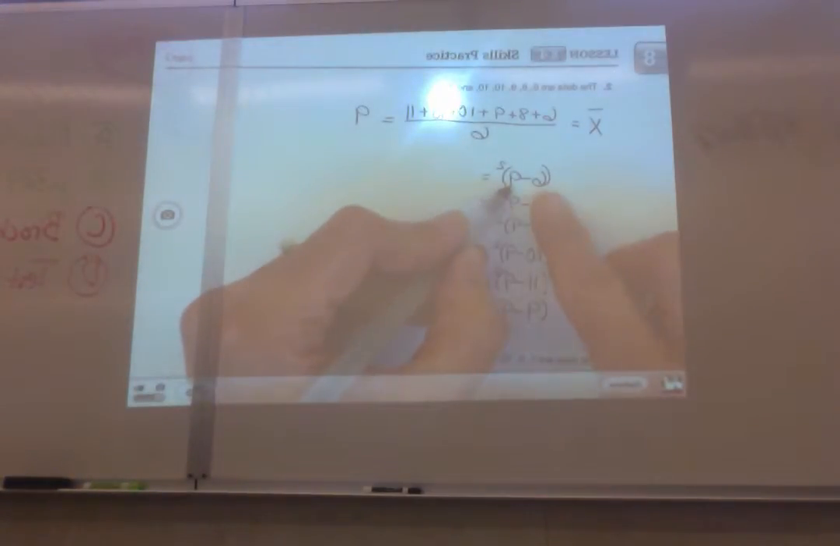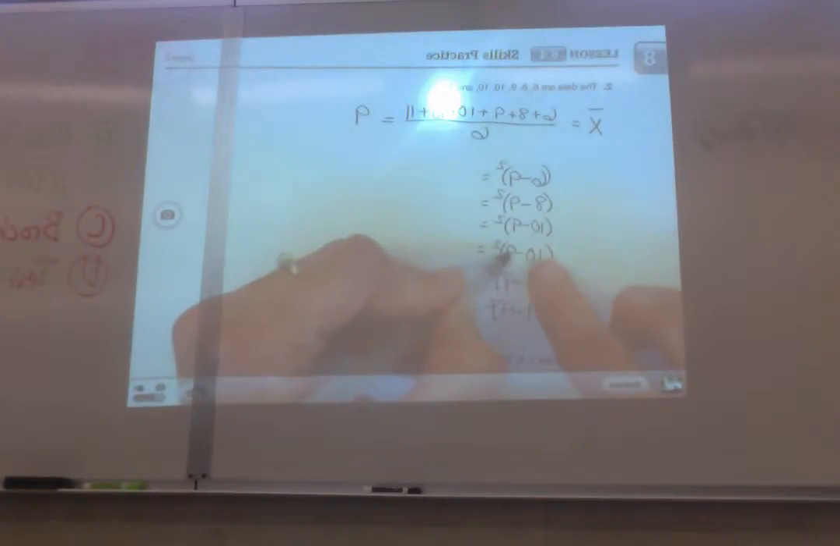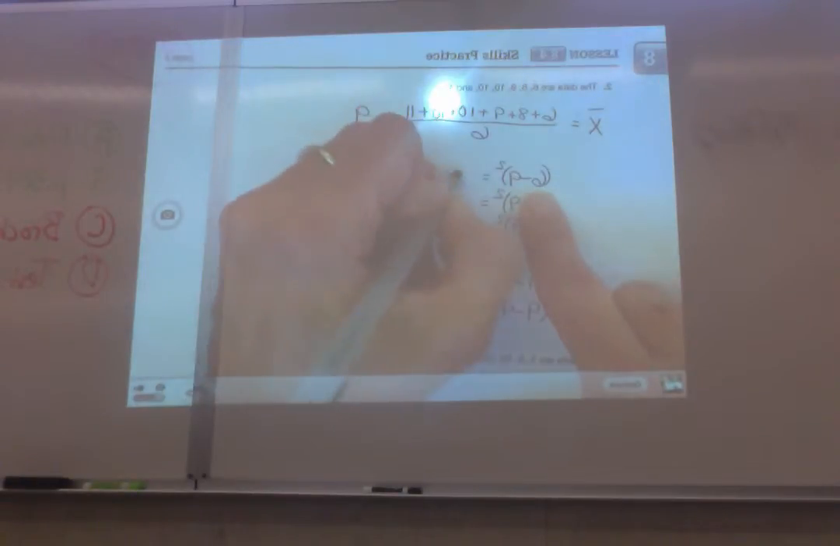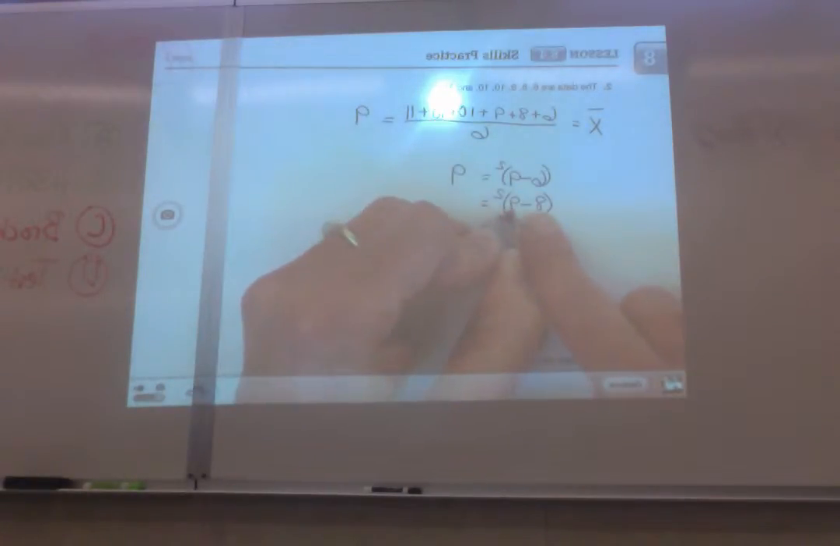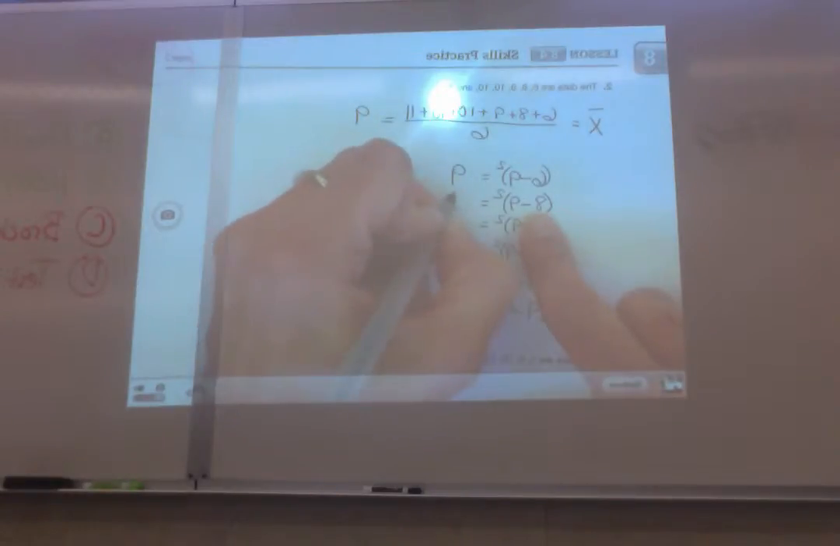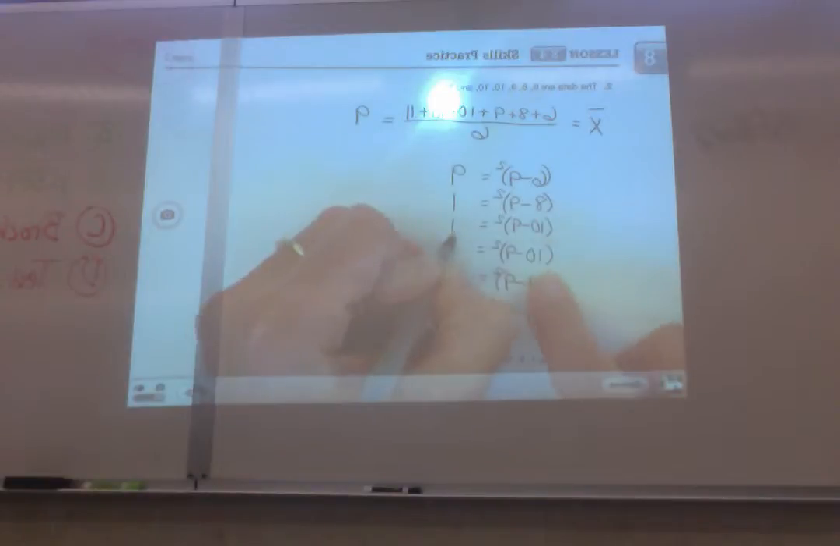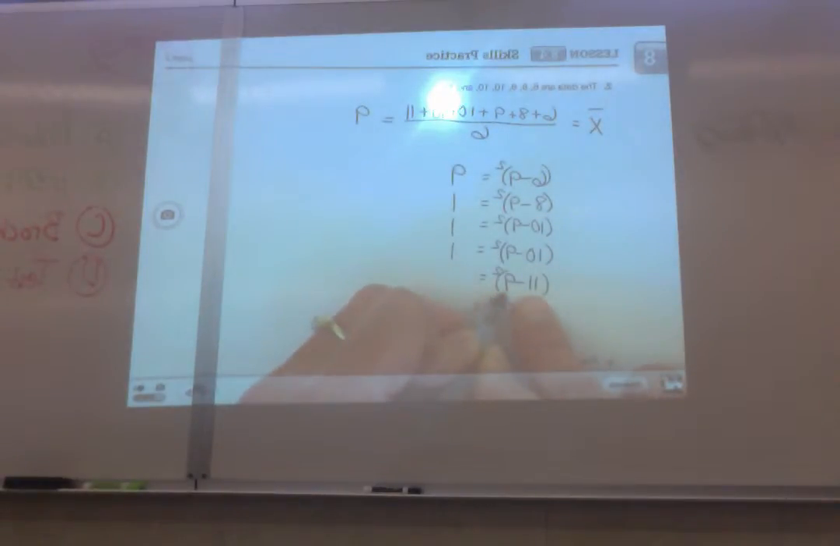So how far away is each number from the mean? 6 minus 9, that's 3, and square it, that's a 9. 8 is only 1 away from 9, squared is 1. 1 away from 9 squared is 1. 1 away from 9 squared is 1. This is 2 away from 9, squared is 4.